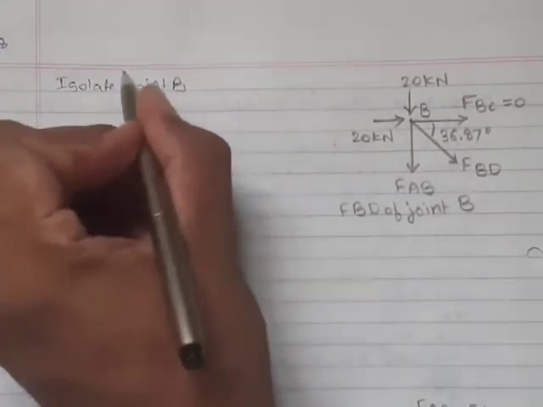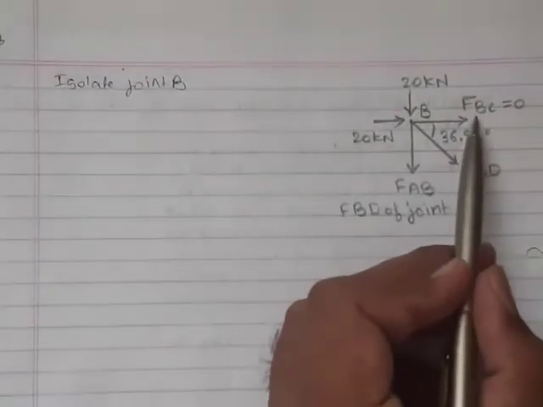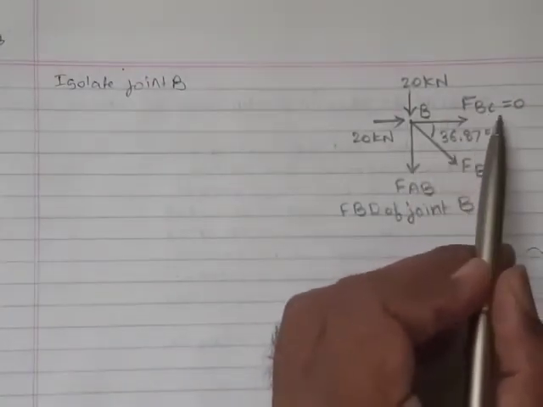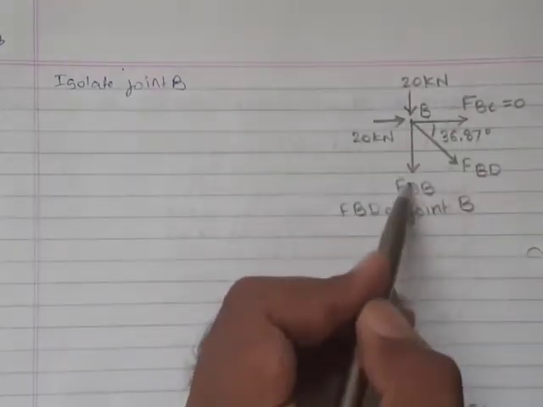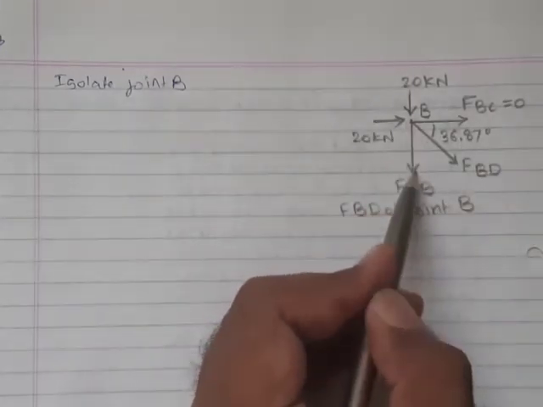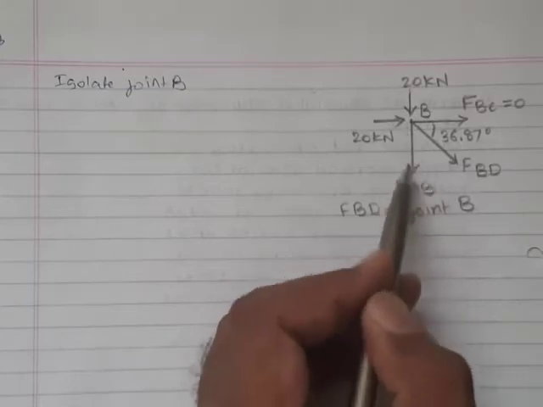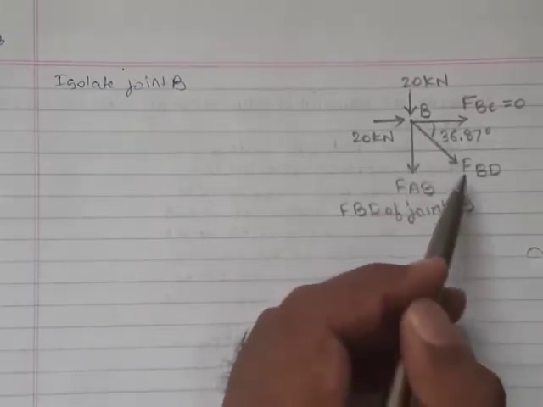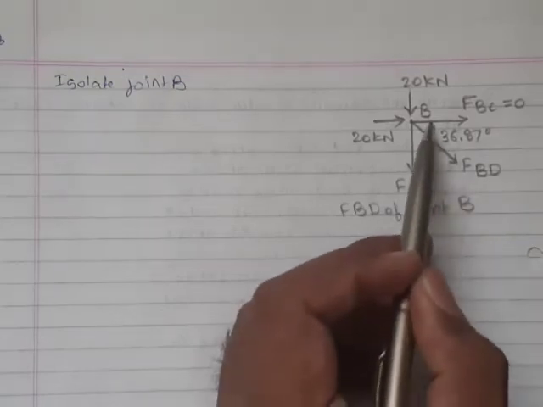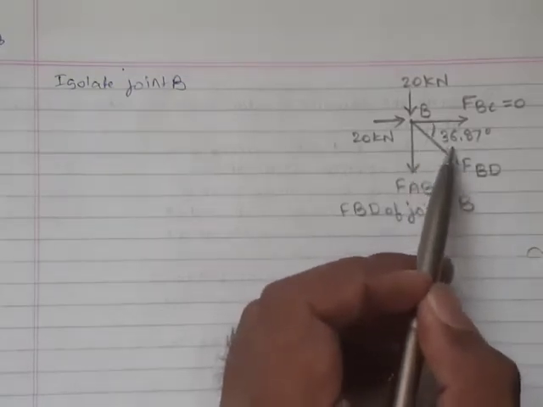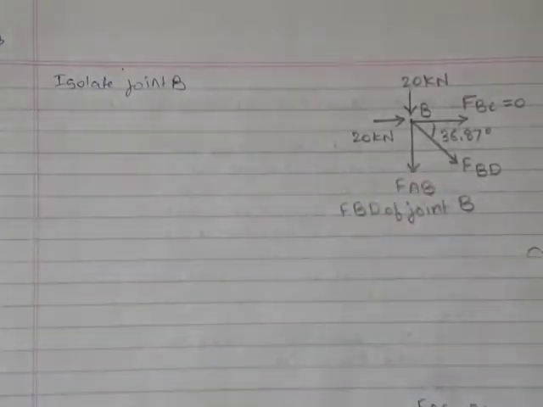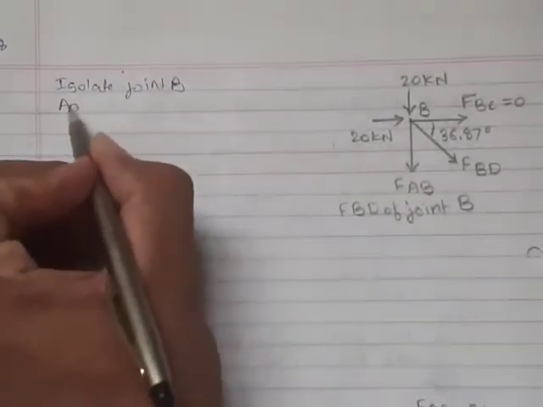We have drawn its free body diagram. Already we have found the value of force in member BC is equal to 0, and we are assuming force in member AB is tension force. This is our initial assumption, shown outward. Force in member BD is tension force. Initial assumption tension, so shown outward. And here the angle made is 36.87, which we calculated earlier. External forces acting at B are shown. We are now going to apply the conditions of equilibrium.